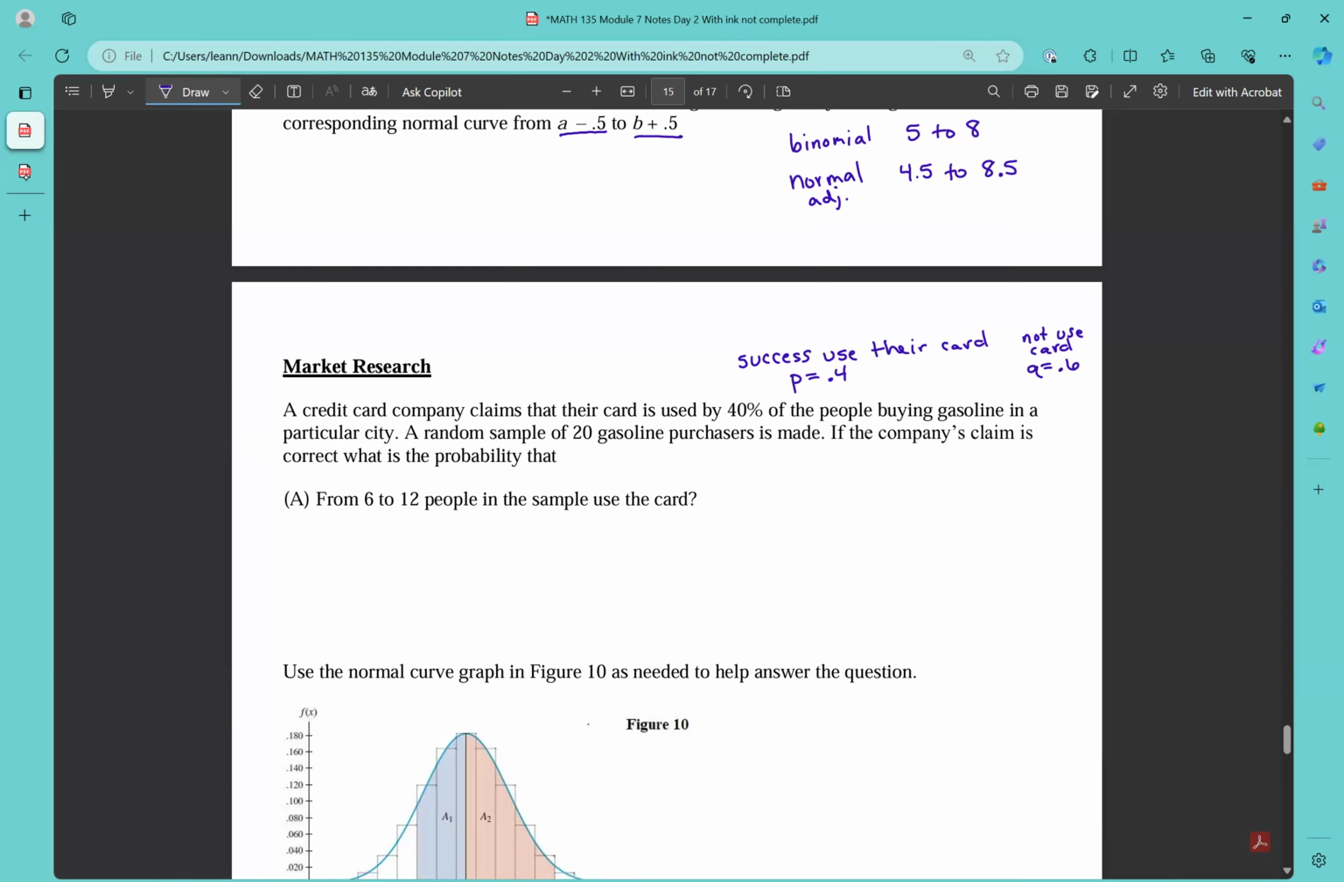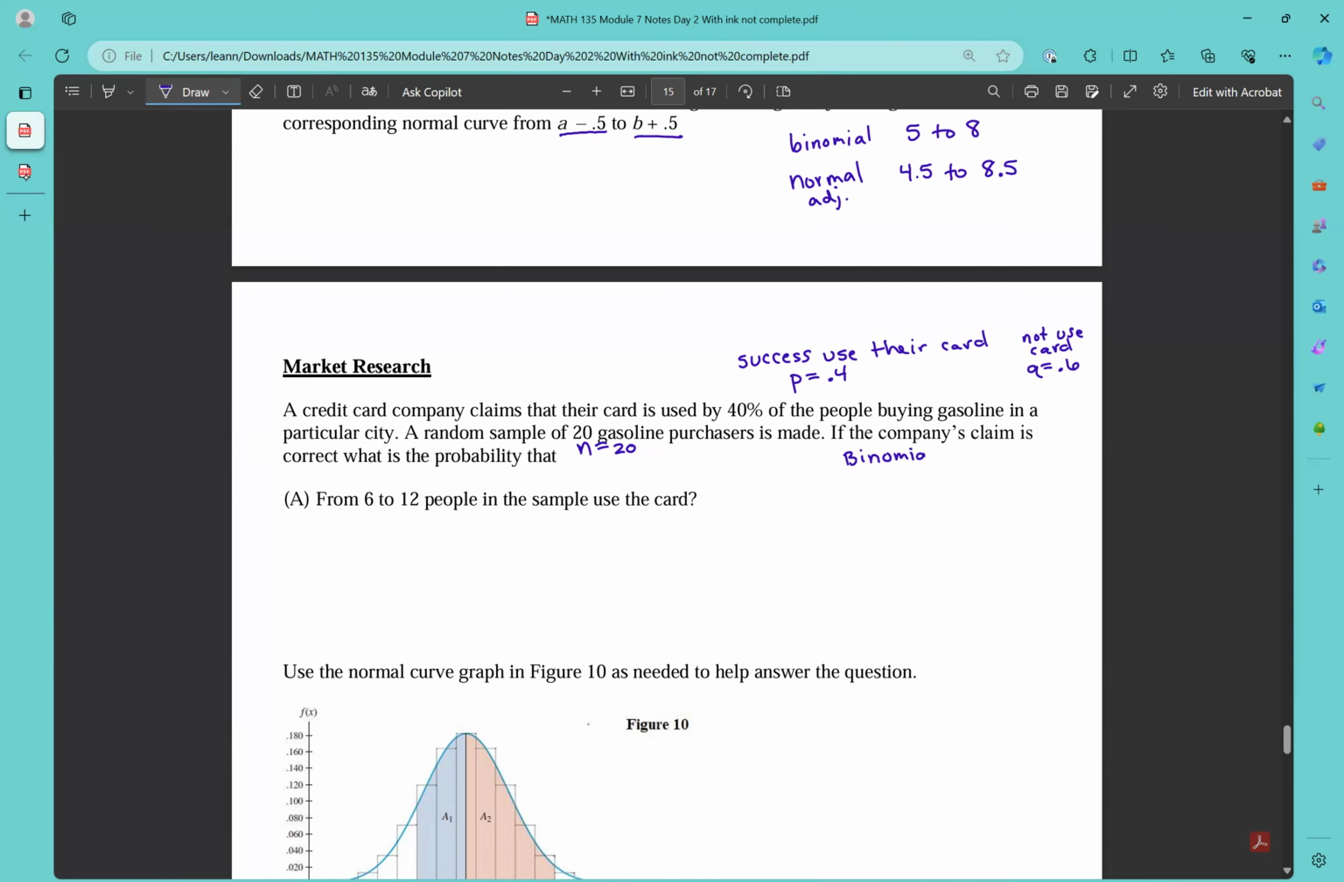Then they did a random sample of 20 gasoline purchasers. So that is our N, the number of trials, 20 people. Notice we have a percentage of success, there are only two options here, someone either uses a credit card or they don't, and we have a number of people that they tracked. So that's our trials.